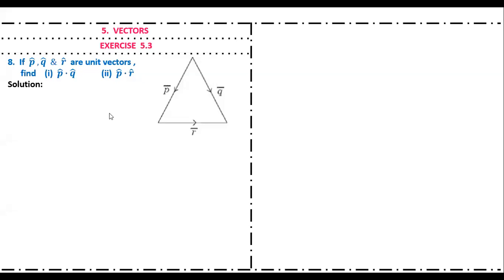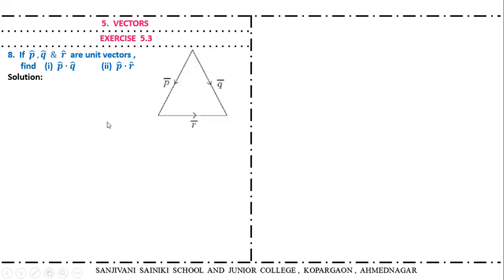The 8th example from exercise 5.3. If P cap, Q cap and R cap are unit vectors, then we have to find P cap dot Q cap and P cap dot R cap. So this is the figure. How to find? They have not given the vectors. They have given only their unit vectors.